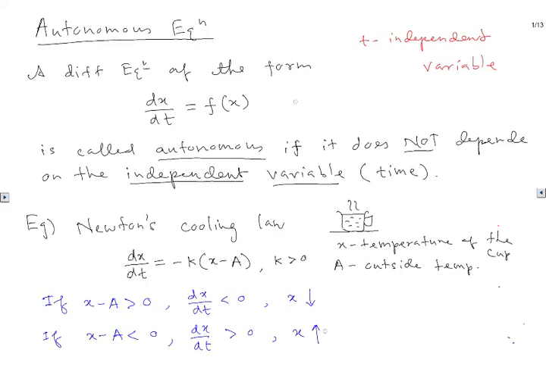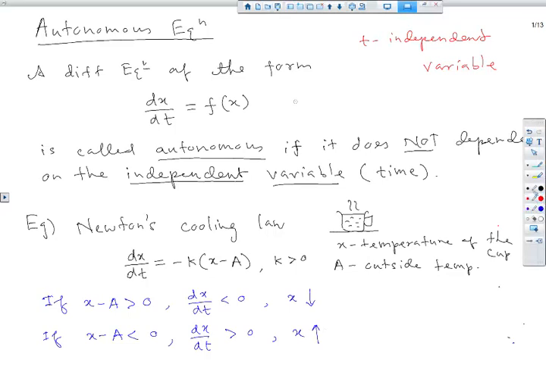So let's look at this in a graph. On the axes, x is the dependent variable in this case, and this is the time variable. We know that x equal a is a solution, so this is the x equal a solution.